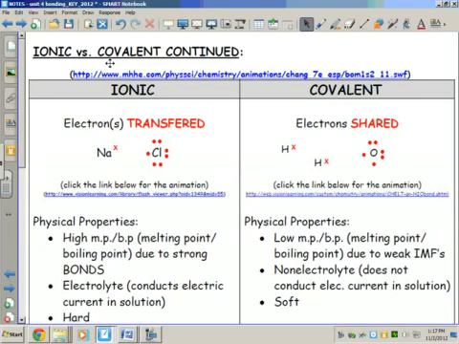So now let's sum up our comparison between ionic and covalent bonds and ionic and covalent compounds.